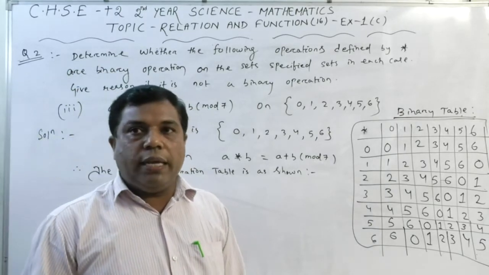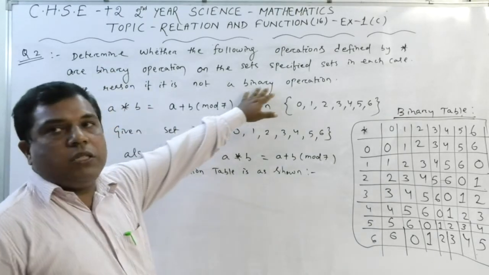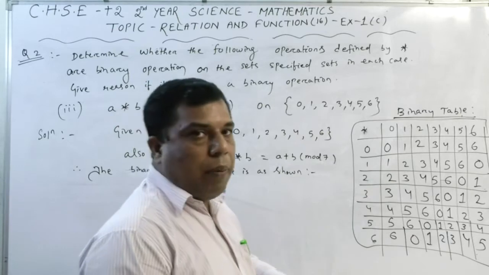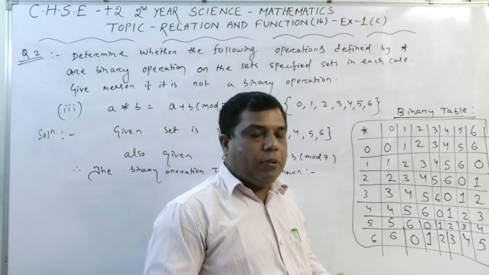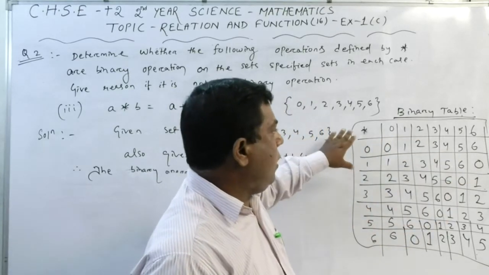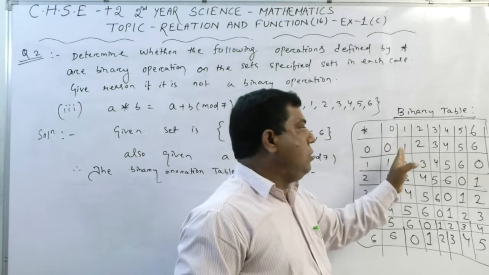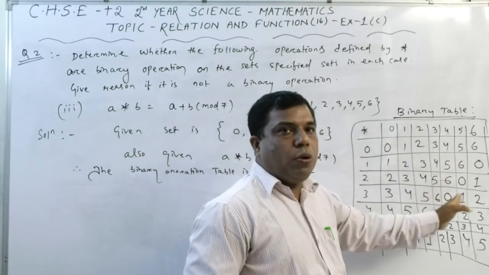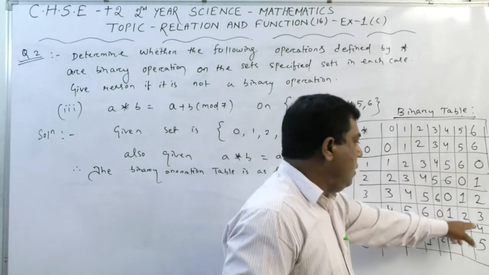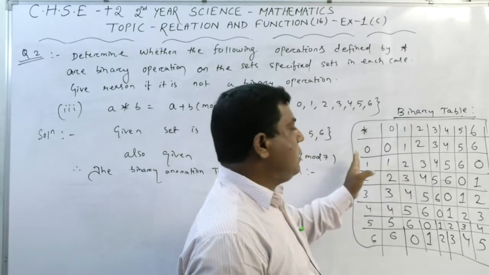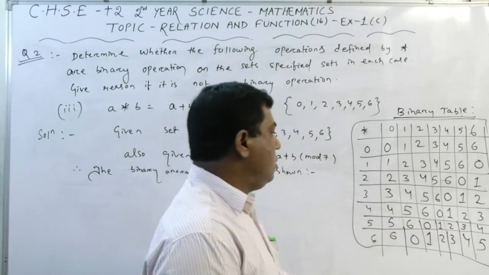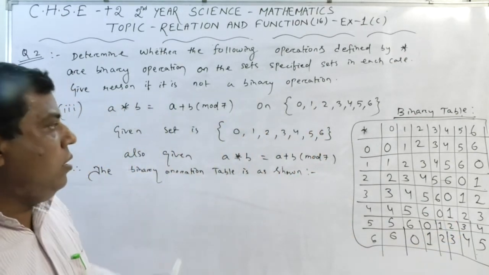What does question 2 say? Whether it is a binary operation or not. We know it is a binary operation if, after computing, the resultants belong to the same set. So you see, when I compute all the results, all the outcomes, all the final values, are they belonging to the same set or not? You see in the computation table, I take the elements and I compute them. You see all the results are belonging to the set or not. Yes, they belong to the given set.